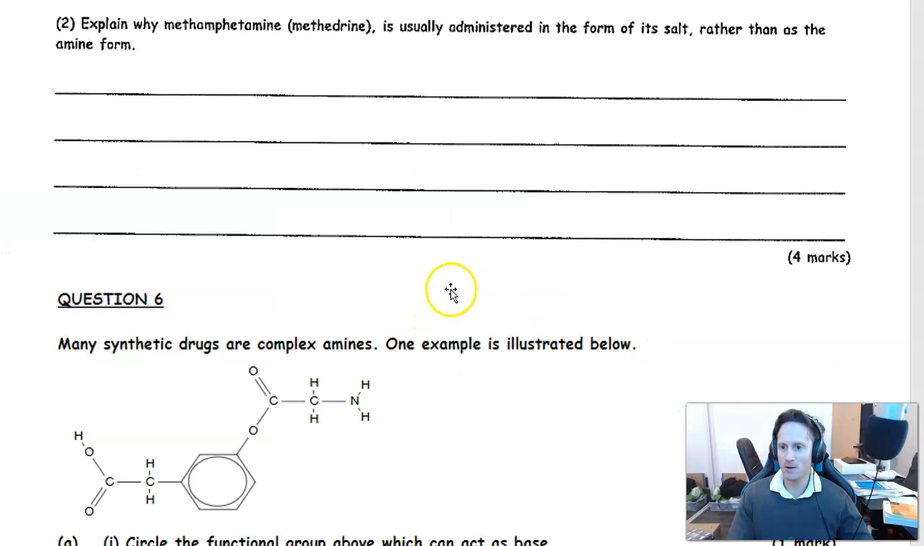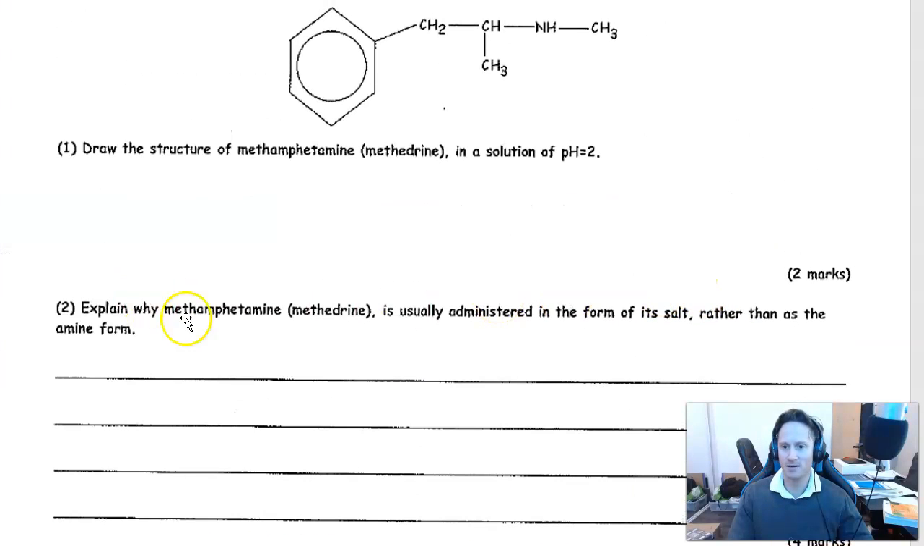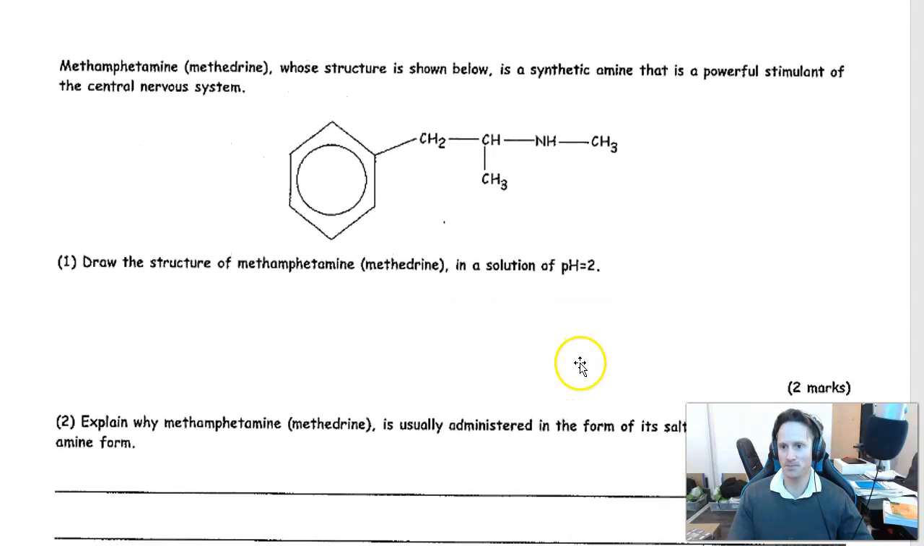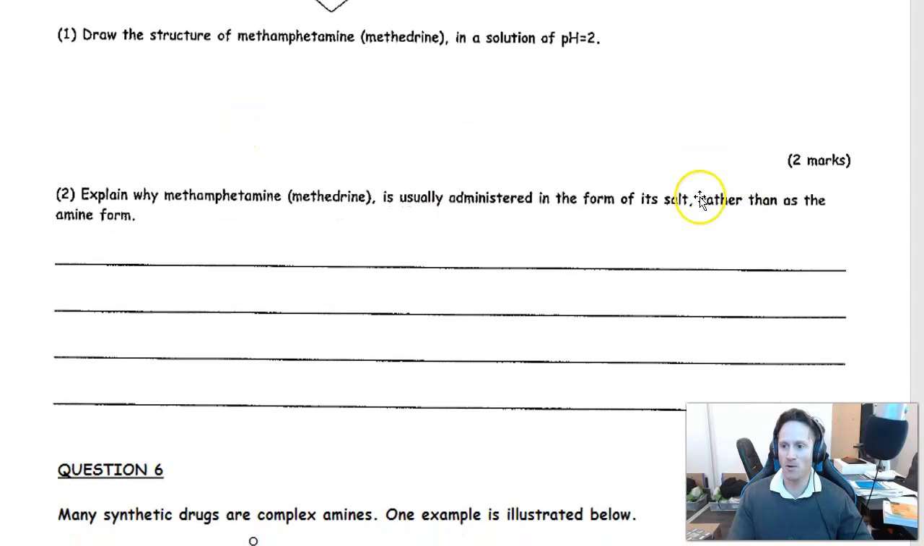So there was nothing in the question talking about why is it more soluble in water. It just said usually administered in the form of a salt. So administered, that means why is it delivered there? So here, a synthetic amine that is a powerful stimulant of the central nervous system. So we're talking about the effect on the body. Okay, so that's why, what's in the body, lots of water in the body. And we talk about this salt version for medicinal purposes.